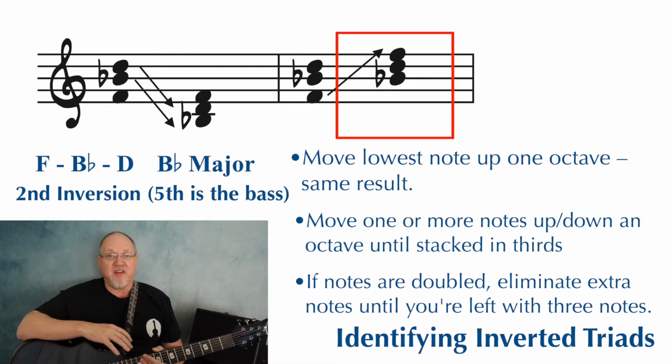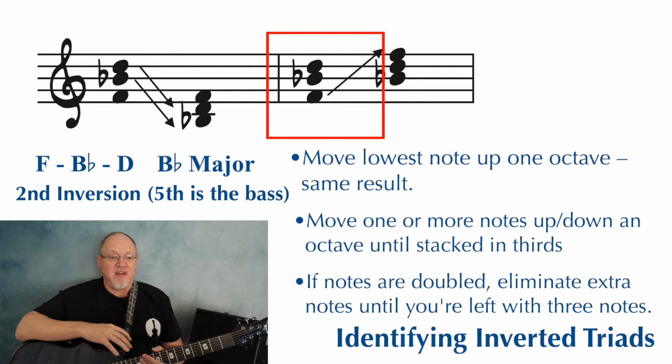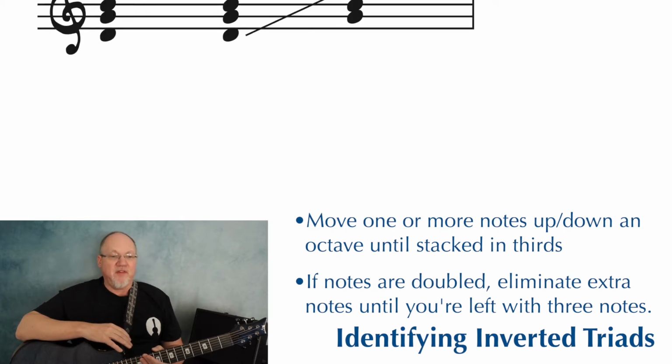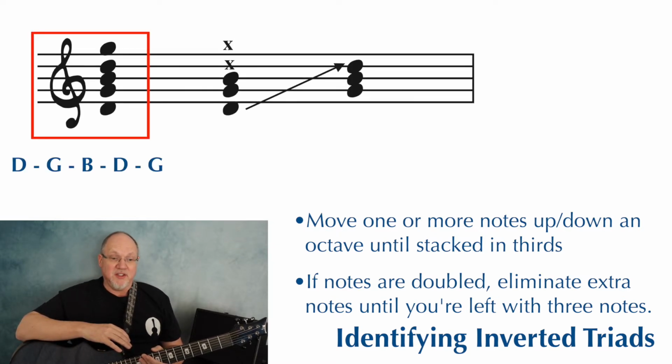But the result is the same. You can still figure out it's a B-flat major chord, and that the first way of writing it is in second inversion with the fifth of the chord at the bottom. In this example, we have a D, G, B, D, and a G, so we have some note doubling here.